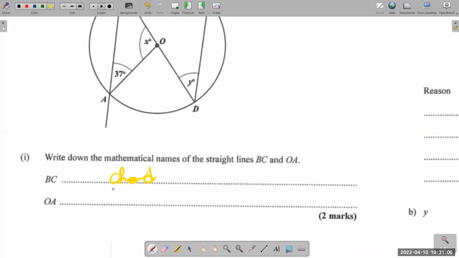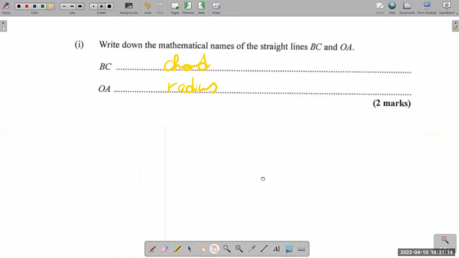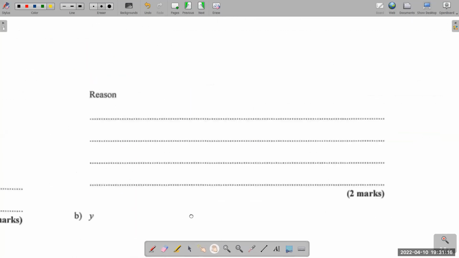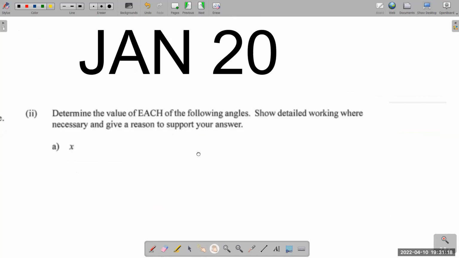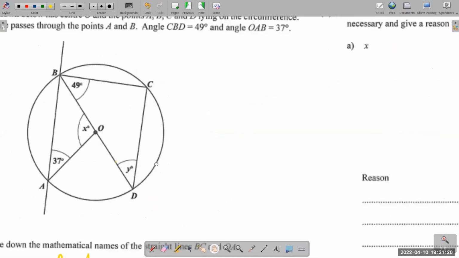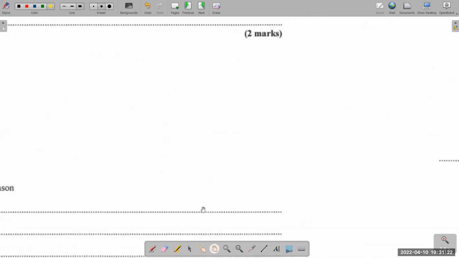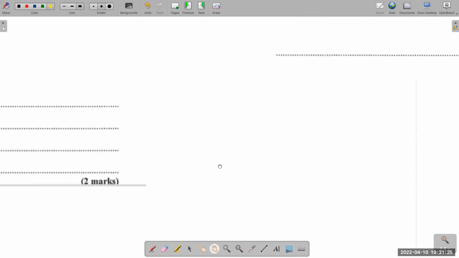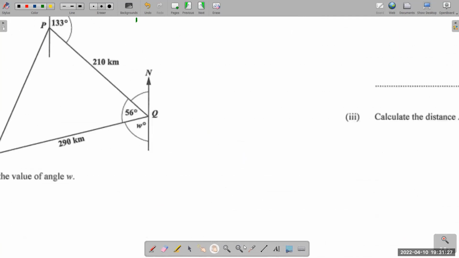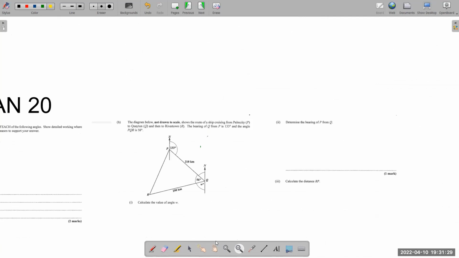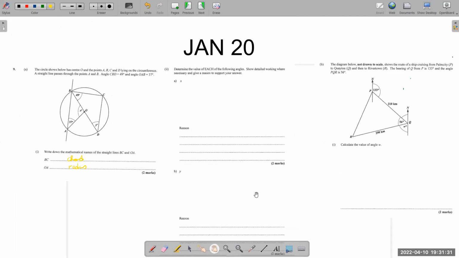Nobody should get that wrong. What is OA called? Excellent. Radius. Just like that. Free marks. We know how to find X already. Agreed? We know how to find Y already. So guess what? That's just it, how we done this whole entire exam, without going through everything in detail.